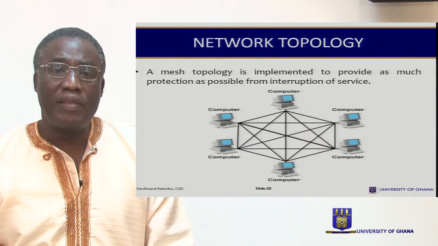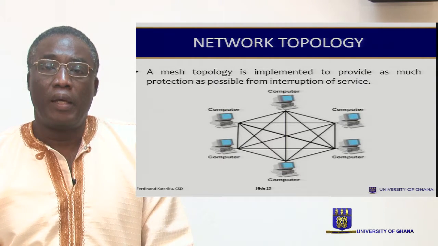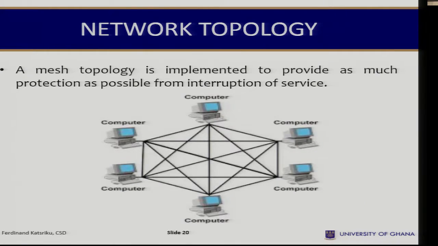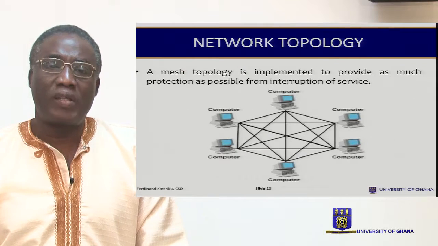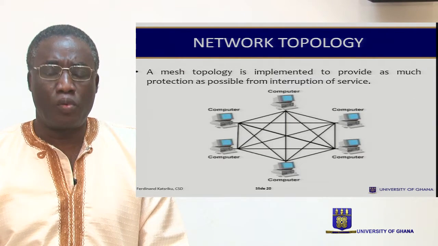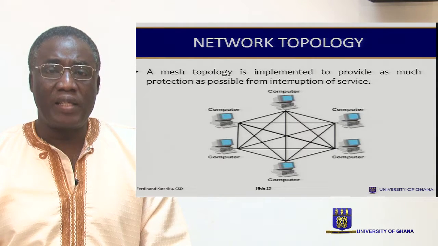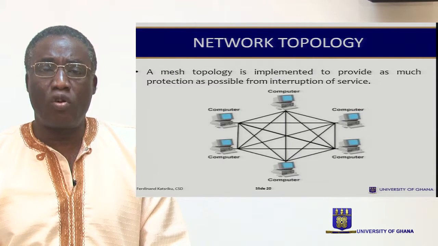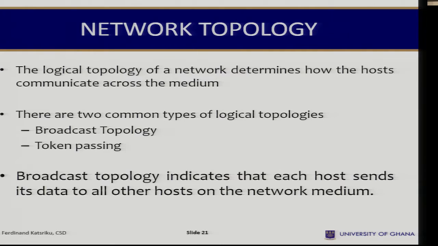Then we also have the mesh topology, and it's implemented to provide as much protection as possible from interruption. So you have every host connecting to every other host on the network. So there are multiple connections. Now, you can see that there are various paths from one computer to the other. So we've talked about physical topology, right? We've talked about the various types of physical topologies.